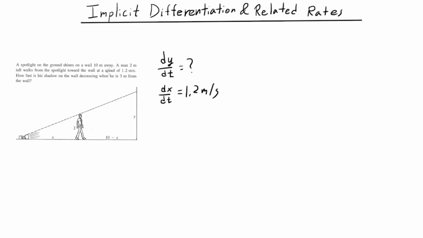Okay, the next one that I have is this thing right here. We're going to be talking about the instant when he's 3 meters away from the wall, and how far he is from the wall is denoted by 10 minus x, which means I can write 10 minus x equals 3, which in turn tells me that x will be 7 in that case. So using these, we're supposed to be finding dy over dt.